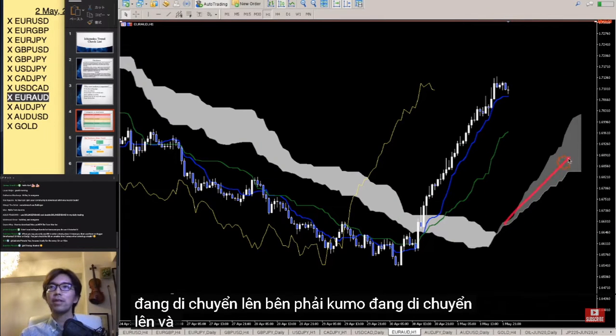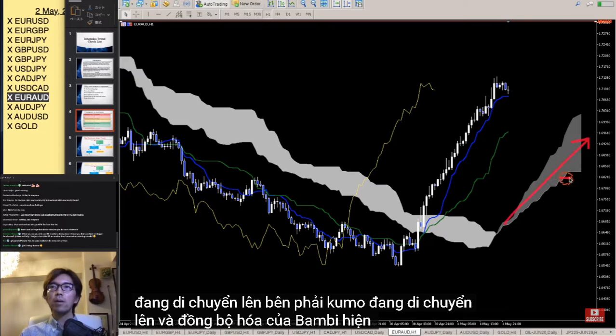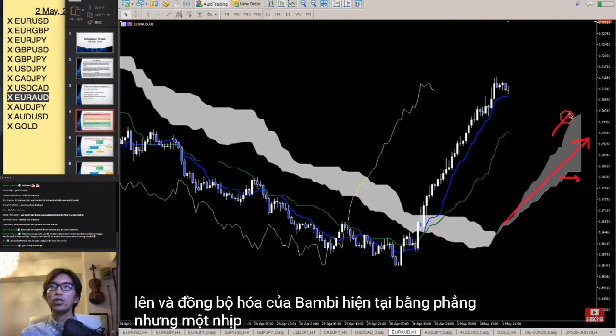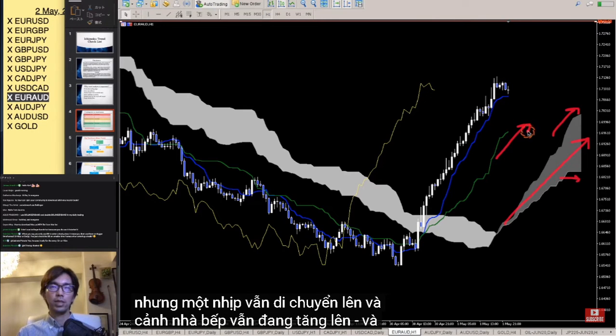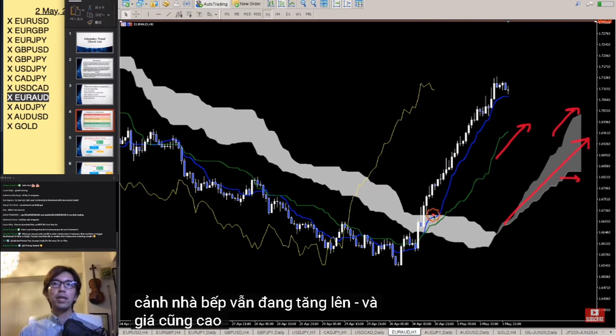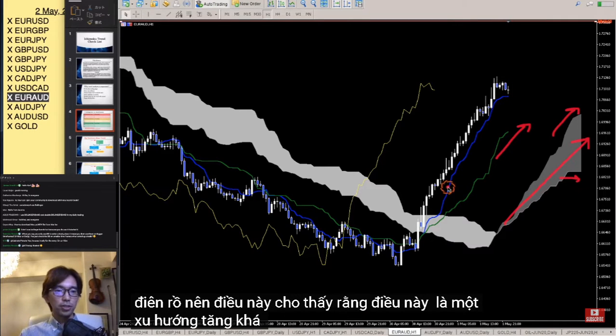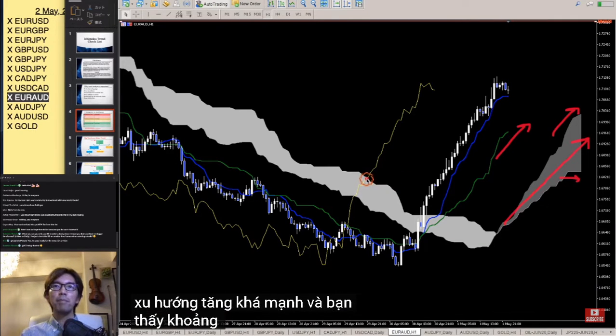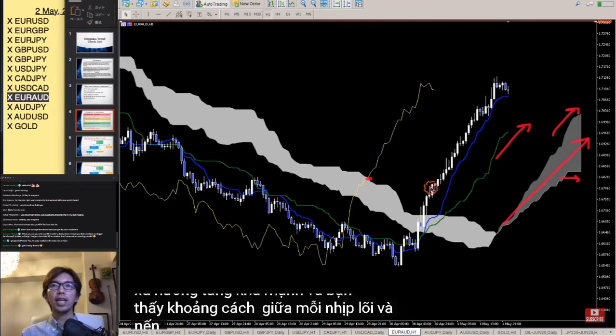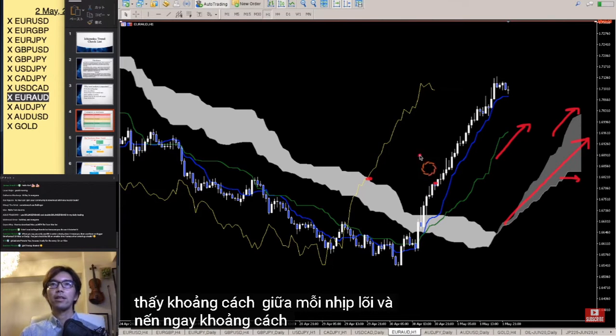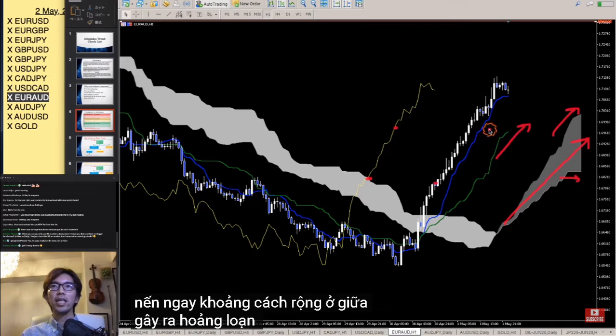The Kumo's moving up, and Senkou span B is right now flat, but Senkou span A is still moving up, and Kijun-sen is still moving up too. And also the price has been above the Tenkan-sen, so this shows that this is quite a strong bullish trend. And you see the gap in between Chikou span and candles, right? The wide gap in between Chikou span and candles.